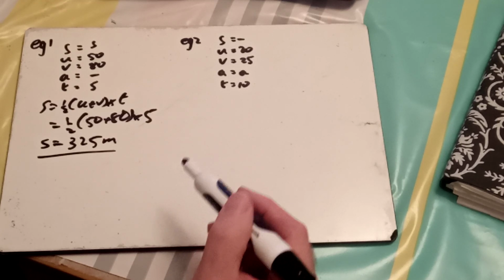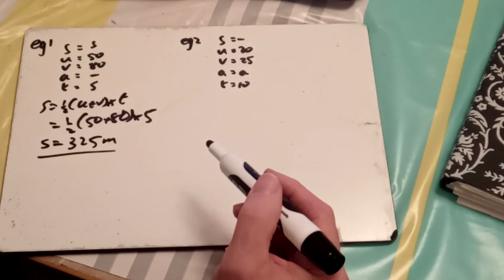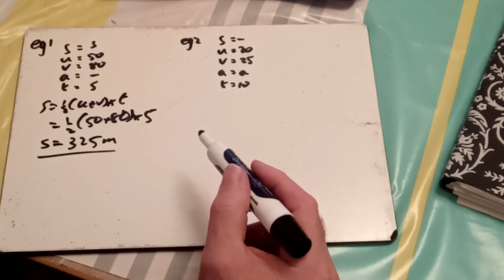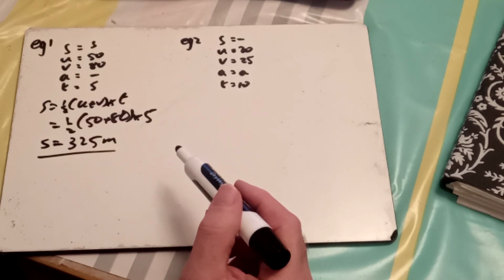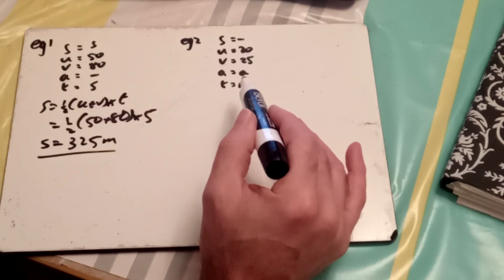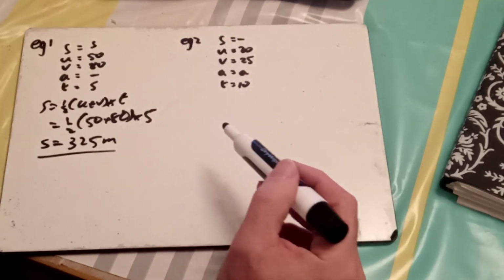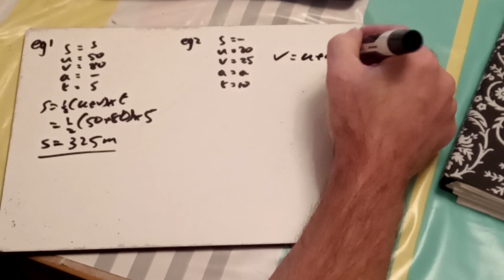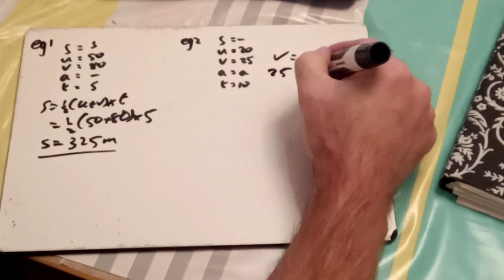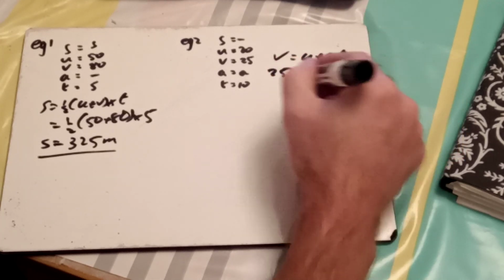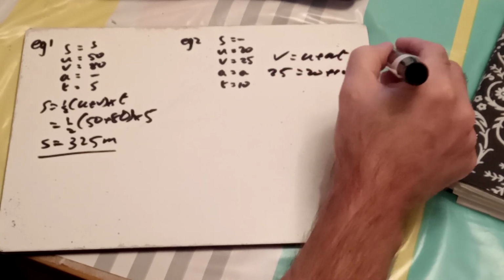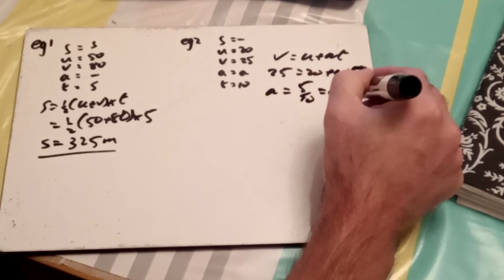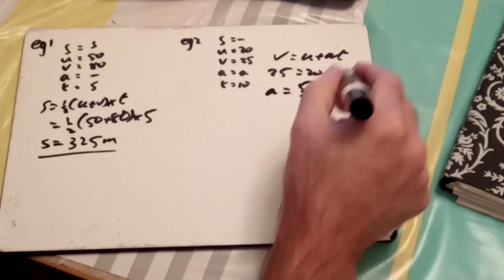Example 2 says, a small French car, I'm not sure why that's relevant, but there you go, travelling along a straight motorway overtakes a lorry by accelerating from 20 to 25. So a similar setup to example 1, but in this case they give us the time, and the question wants the acceleration. So this is the one without s, so obviously it's v equals u plus at, so 25 equals 20 plus 10t, sorry, 10a even, and a is 5 over 10, 0.5 meters per second squared.